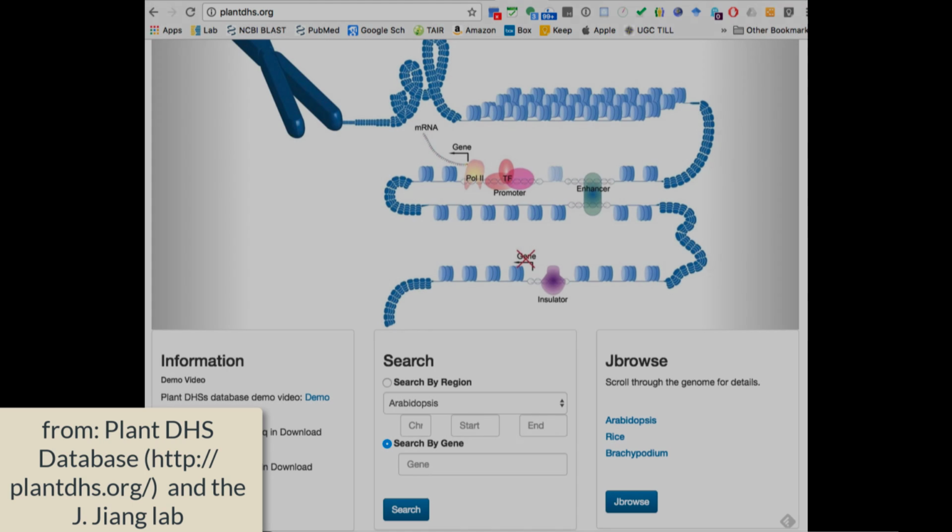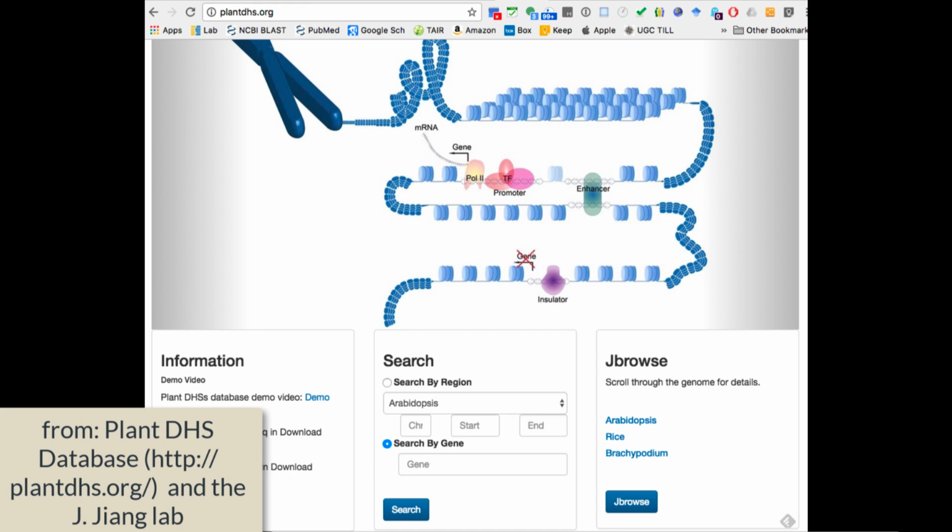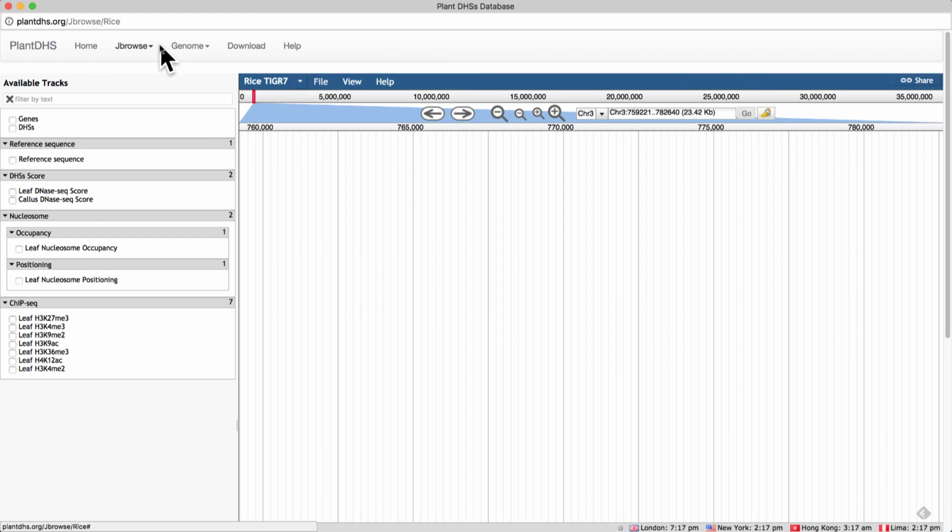We can access this analysis at websites called genome browsers. We're going to visit one called the Plant DHS database, where DHS stands for DNase hypersensitive site. Here is the genome browser for the rice genome. We are viewing chromosome 3, left to right, focusing on a small 23 kilobase window, indicated here.